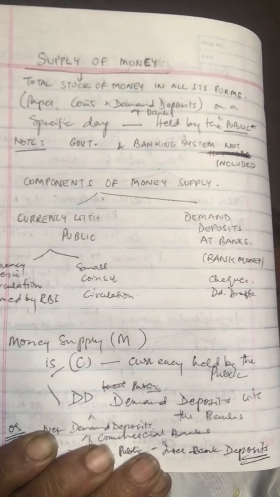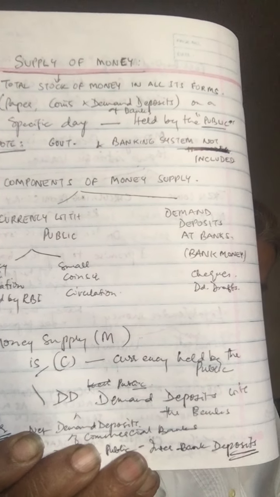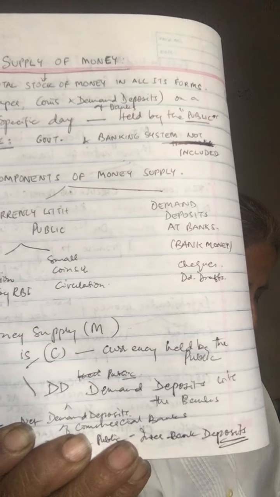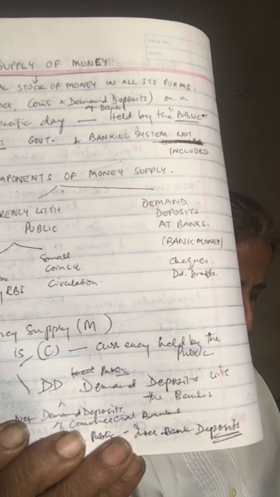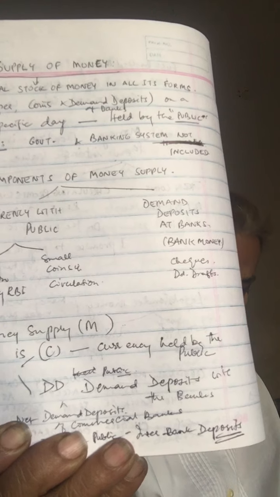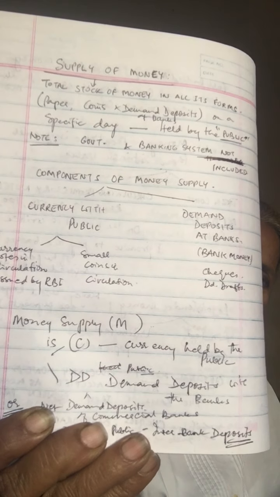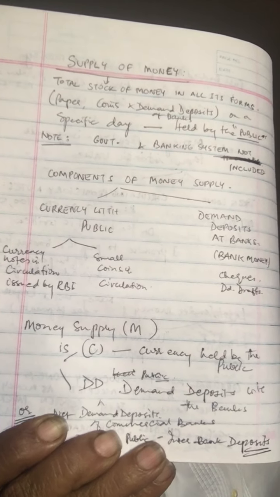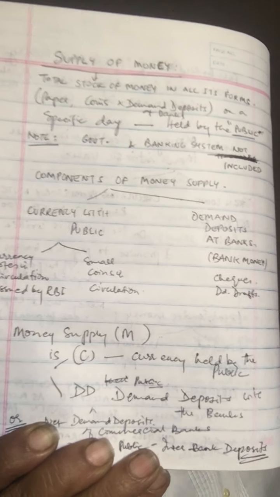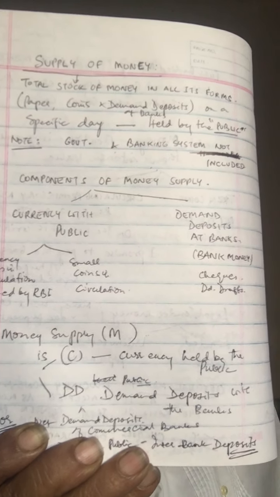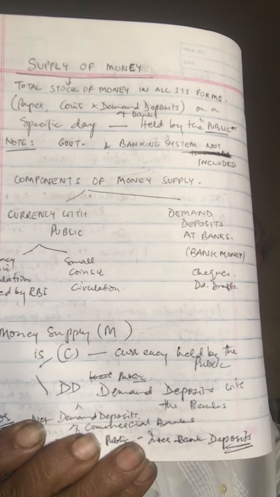So what is supply of money? The total stock of all the forms of money, that is paper money, coins and demand deposits at banks, which are held by the public on a specific day. So it's a stock concept. It is held by the public. Just remember that.